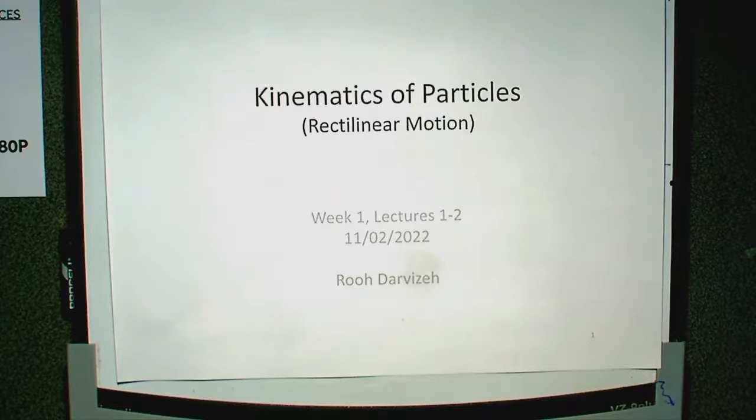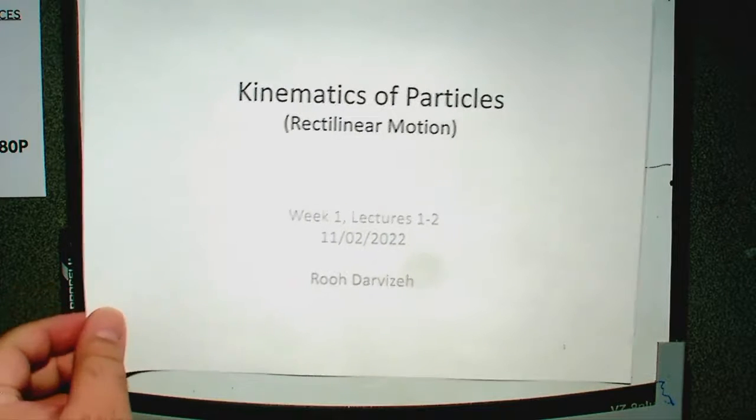Okay, kinematics of particles, rectilinear motion. What do we mean by kinematics? What do we mean by particles? And rectilinear motion means your object moves on a straight line path. There is no curvature at all.